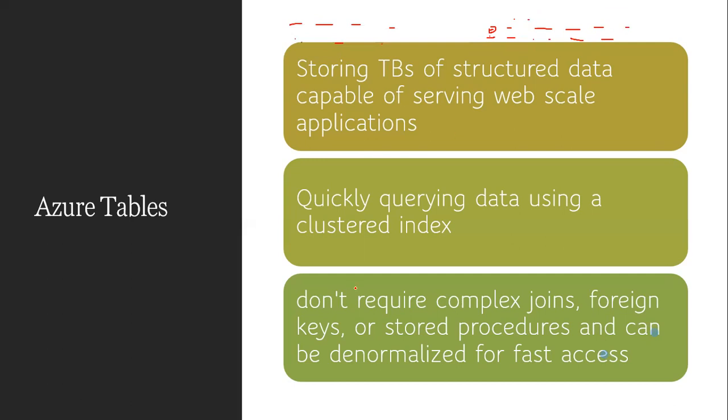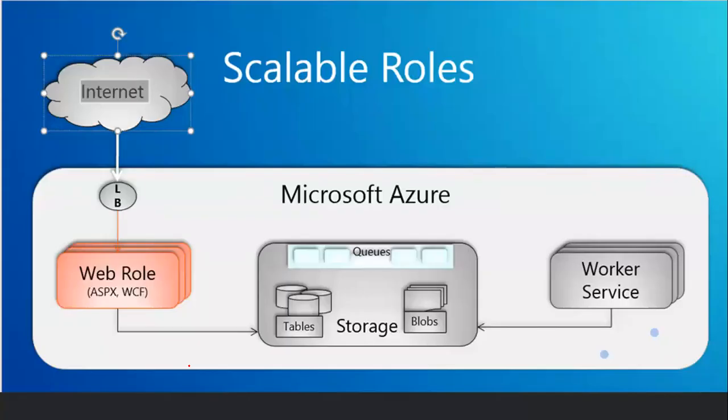So when we store data in Azure tables, it does not require complex joins, foreign keys, or stored procedures and normalization or denormalization for fast access. For example, here we are having our website, our web role, and it is storing data in the form of tables. Here we have a message bus where our messages or our requests are going to the second tier or processing units. So here we are storing our data in the form of blobs, and the worker service is using data from here, and this data can be transferred to the first tier.